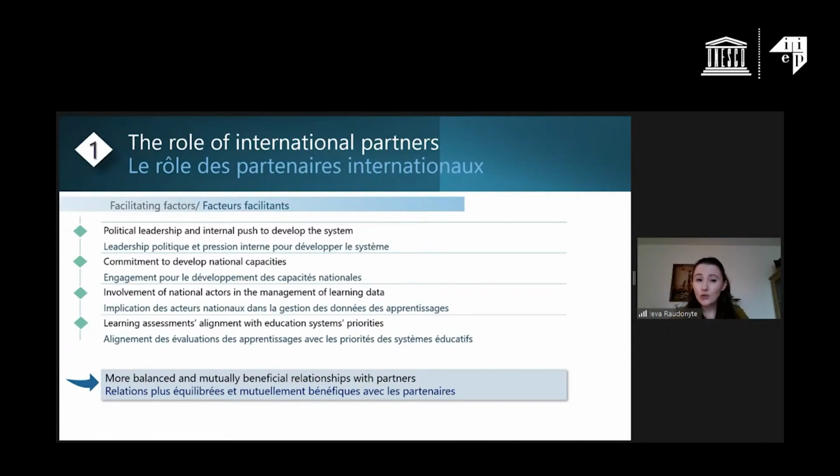It is also crucial to involve different national actors at different administrative levels in the management of learning data in order to increase their familiarity and possibly ownership of learning assessment results. Finally, it is important to ensure that learning assessments respond to questions that policymakers currently have and that they are in line with education systems' priorities.